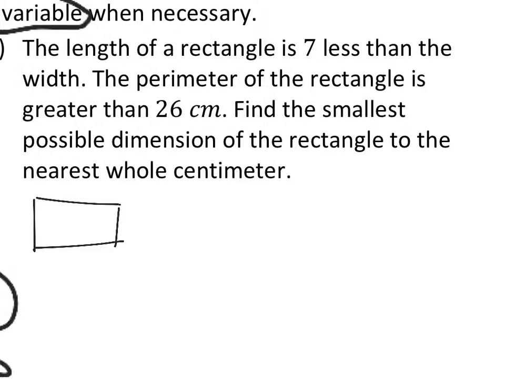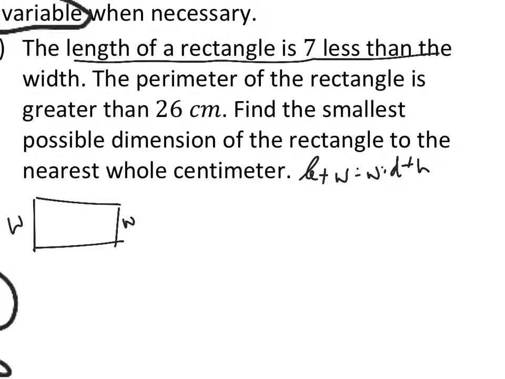So the length of the rectangle is 7 less than the width. Find the smallest possible dimension. So we'll just use W equal the width. So then on my rectangle I have two widths. I'm just going to pick that side. The length, okay, this is important. The length of the rectangle is 7 less than the width. So W minus 7. W minus 7. Okay, there we go.